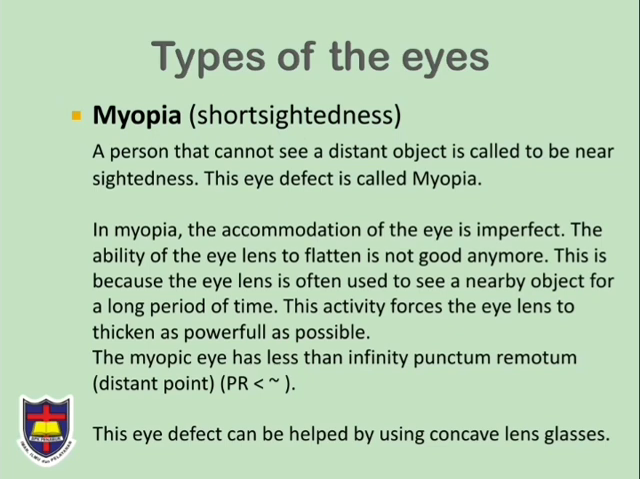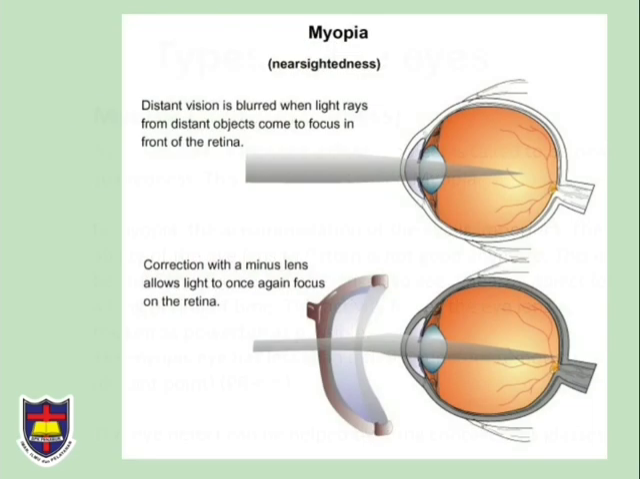The myopic eye has a lens whose punctum remotum, or distance point PR, is not infinite. The eye defect can be helped by using concave lens glasses. This is the picture of myopia. Distance vision is blurred when light rays from distant objects come to focus in front of the retina. Correction with a minus lens allows light to once again focus on the retina.